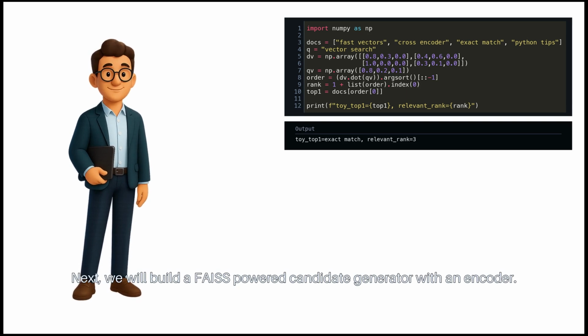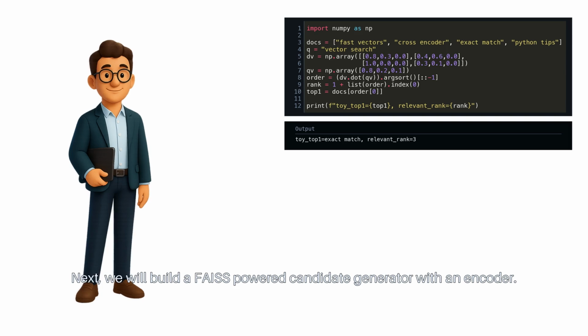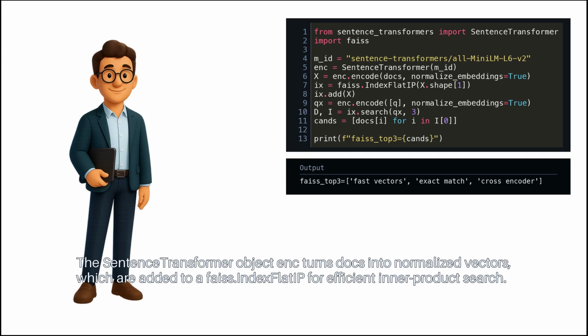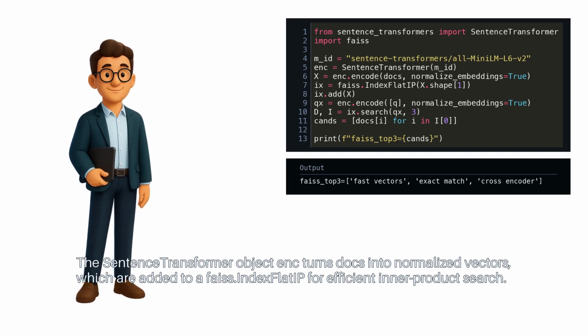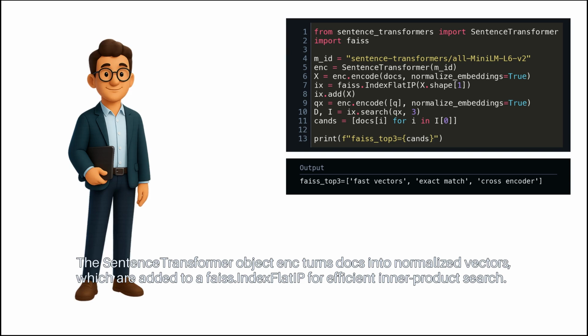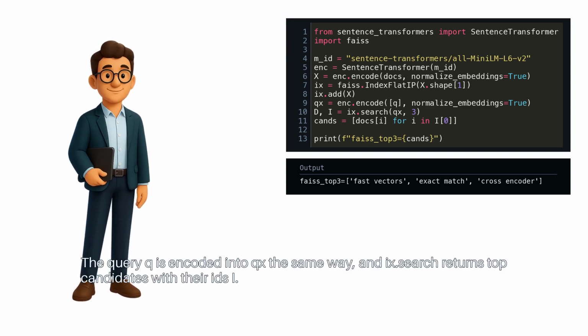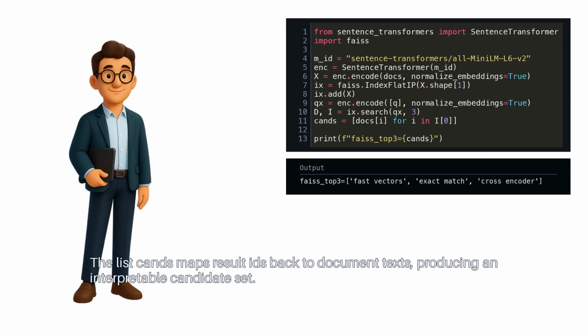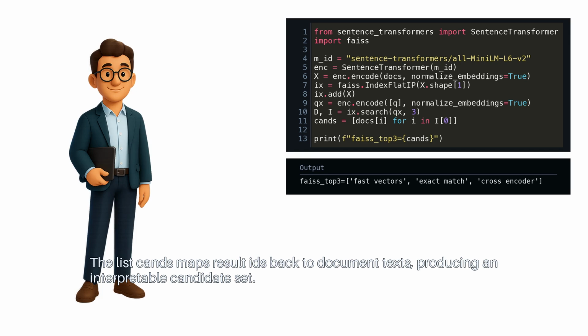Next, we will build a FAISS-powered candidate generator with an encoder. This example builds a FAISS candidate generator powered by a sentence transformers encoder. The sentence transformer object, enc, turns docs into normalized vectors, which are added to a FAISS index IP for efficient inner product search. The query, Q, is encoded into QX the same way, and IX search returns top candidates with their IDs, I. The list cans maps result IDs back to document texts, producing an interpretable candidate set.